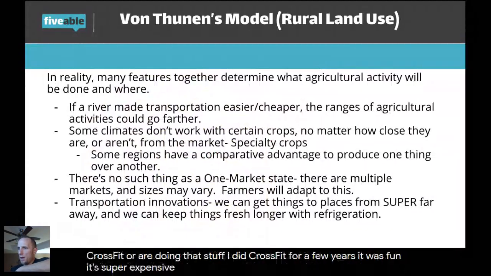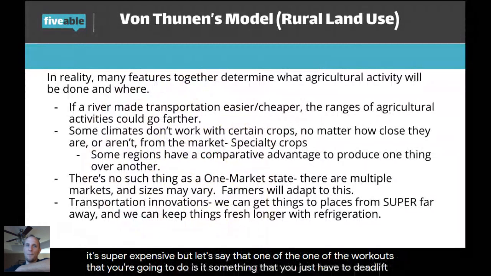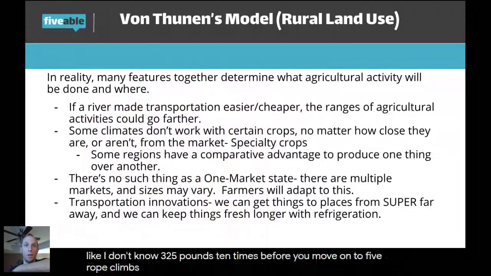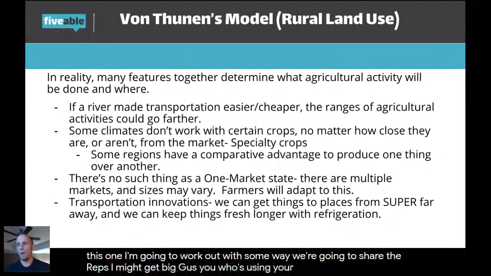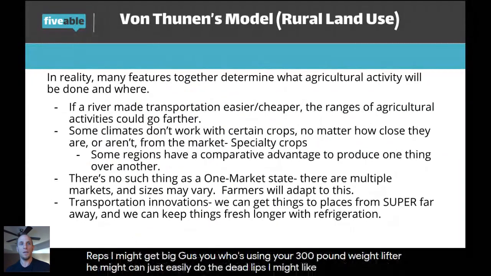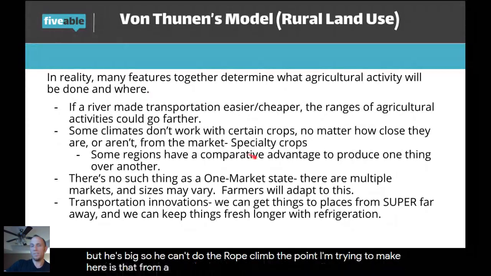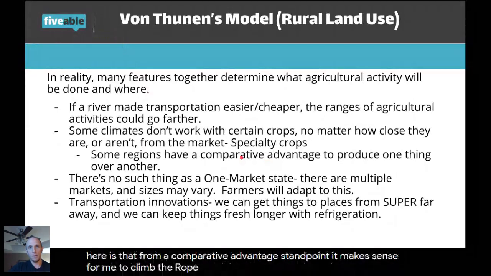But let's say that one of the workouts that you're going to do is something that you just have to deadlift, like, I don't know, 325 pounds 10 times before you move on to 5 rope climbs. Well, I'm pretty small. I can climb up and down a rope pretty quick. I'm not very good at doing deadlifts with 325 pounds. So if I'm going to decide, hey, I need to modify this WOD, I'm going to work out with someone. We're going to share the reps. I might get Big Gus, who's a 300-pound weightlifter. He can just easily do the deadlifts. I might let him do the deadlifts, but he's big, so he can't do the rope climb. The point I'm trying to make here is that from a comparative advantage standpoint, it makes sense for me to climb the rope and for Big Gus to lift the weight, right? That's a basic economic concept.